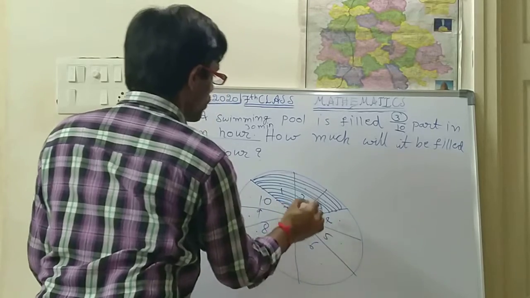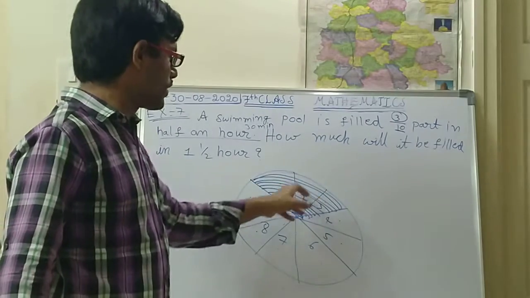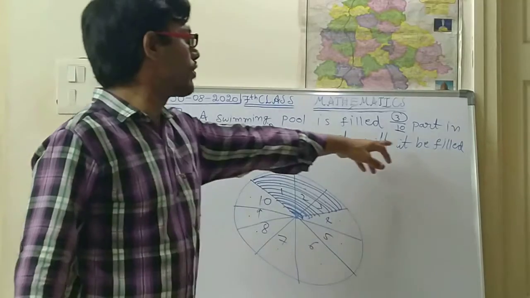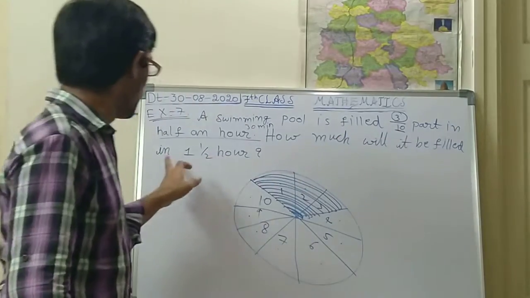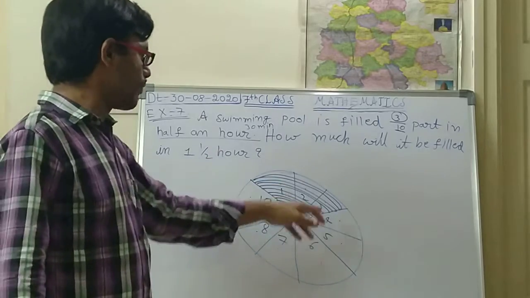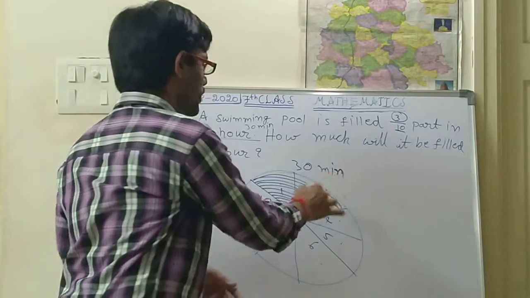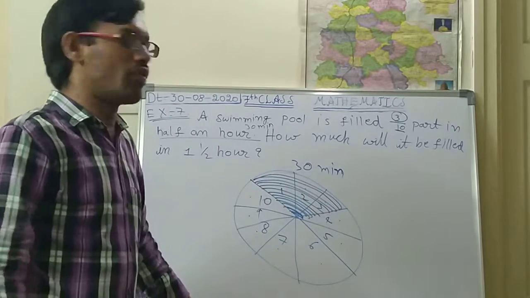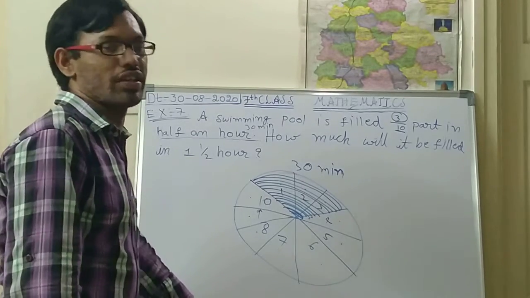Okay. So whatever the parts I have filled, I have shaded. So in these 3 parts in the 30 minutes that is filled. So how much will it be filled in 1.5 hour? So for 30 minutes, this 3/10 part, then for 1.5 hour, for more than 1 hour, how many parts will it be filled? That is the question he is asking.